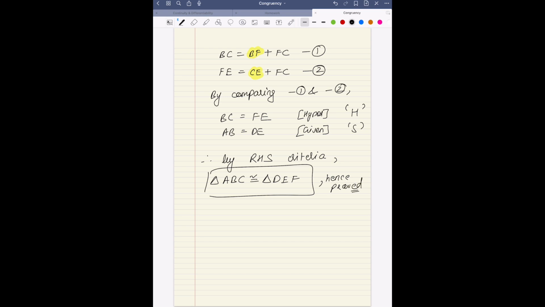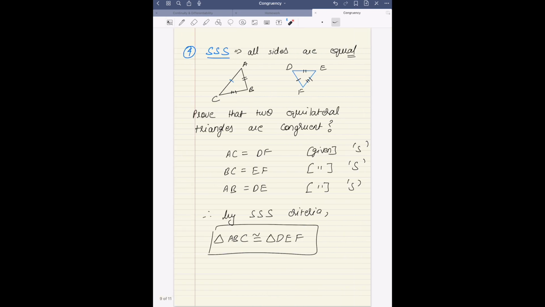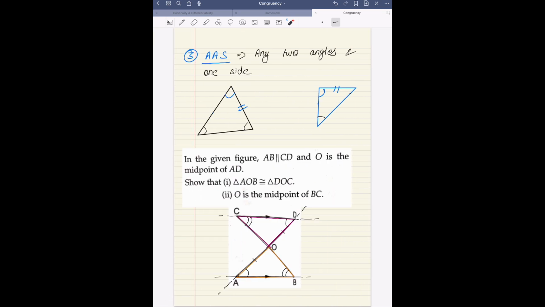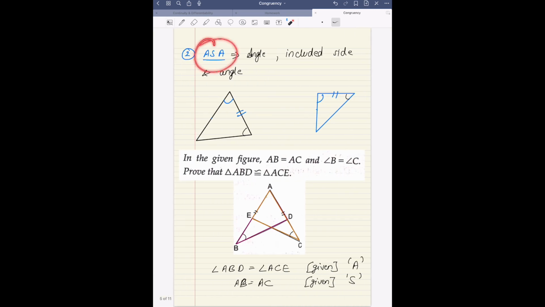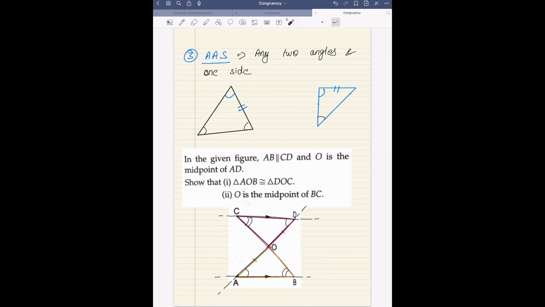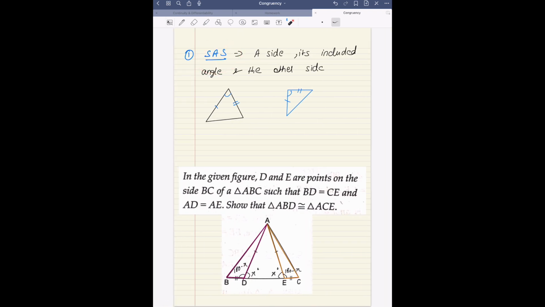Okay, so that's how you will do a question. If you have a right angle triangle, look for RHS. If all three sides are given and no angles are given, then look for triple S. If you have two angles given and one side is given equal, look for the third, which is AAS or ASA. The ASA is written because it is the angle-included side. Remember, included side. In AAS, you don't need to include the side. It can be any side. And the first one was SAS. And remember, there is no SSA.